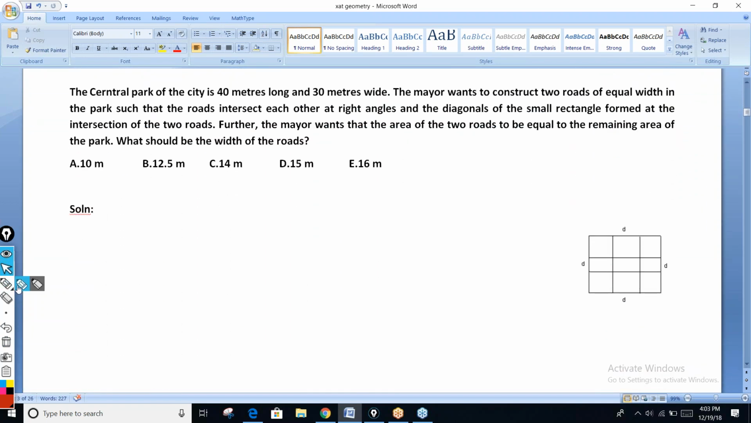Now the second question says, the central city park of the city is 40 meter long and 30 meter wide. So let's say this is 40 meter and this is 30 meter. So total area is 1200 meter square. The mayor wants to construct two roads of equal width. So two roads of equal width. Let's say this is one road and this is the second road. The width is d meter, let's say. They intersect each other at right angles, and the diagonal of the small rectangle formed at the intersection of the two roads, right? That is a diagonal. That diagonal is the same diagonal.